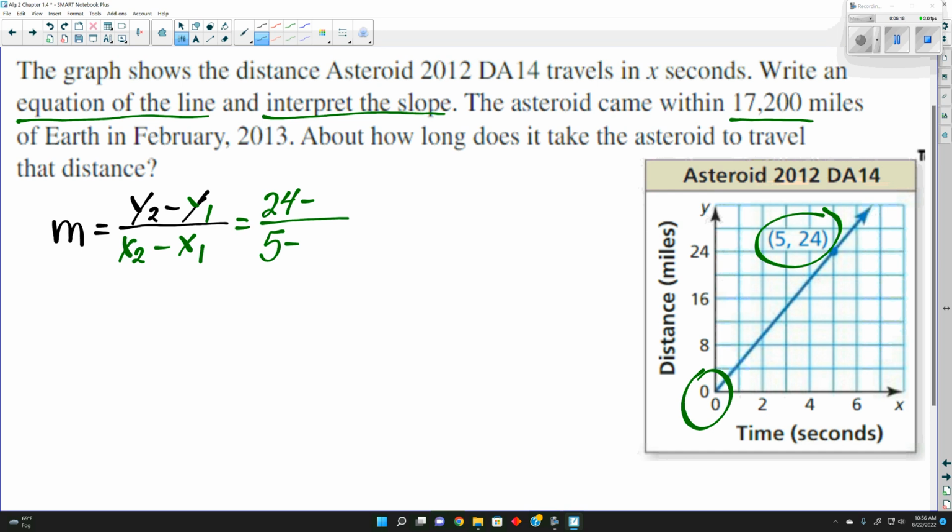Now, what's the other y value that we have? 0, and its corresponding x value is 0.